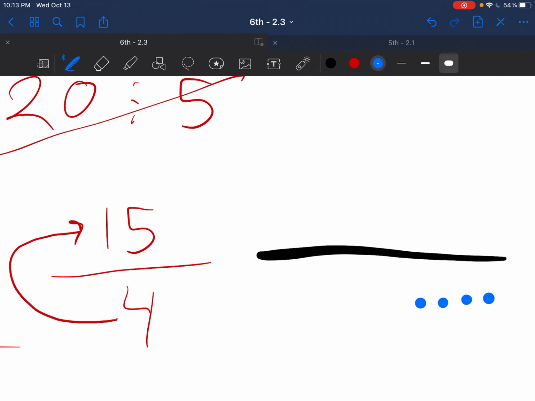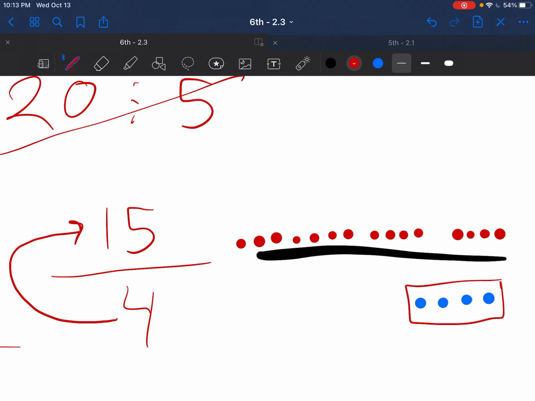I have groups of 4. So I'm going to draw these in groups of 4. So I have 1, 2, 3, 4, 5, 6, 7, 8, 9, 10, 11, 12, 13, 14, 15. Oops, we only got 15. There we go. All right, so let's see how many groups of 4 do we have. So I have 1 group, 2 groups, 3 groups.